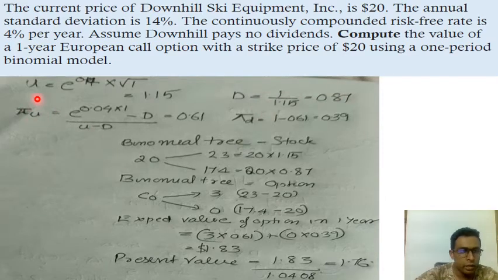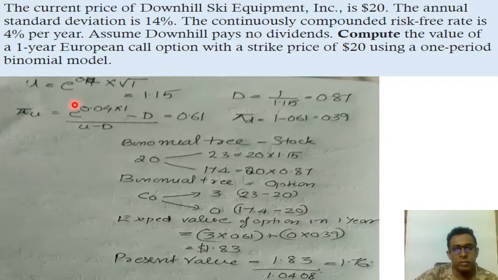So we will have to calculate the probability at upstate and the probability at downstate. For the probability of upstate, we have the formula e raised to rt minus d divided by u minus d, and for downstate the probability is calculated by 1 minus the upstate probability. So while putting in the equation, e raised to 0.04, which is the risk-free rate, into 1, which is the time period, minus d, which is 0.87, divided by u minus d, where u is 1.15 and d is 0.87, which gives 0.61, and the remaining probability of downstate will be 0.39.